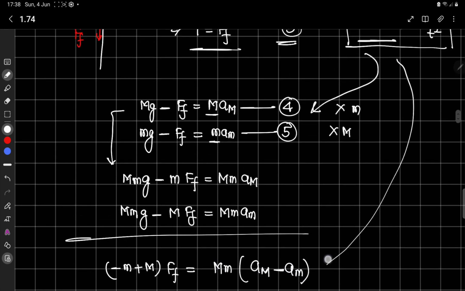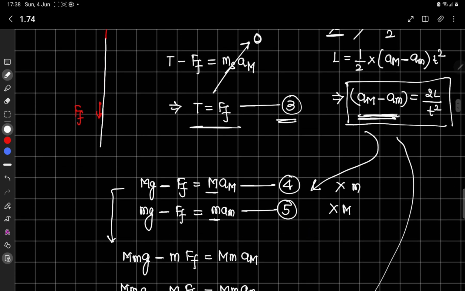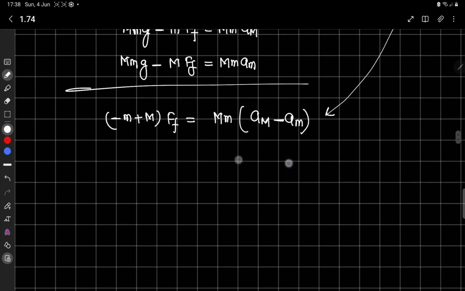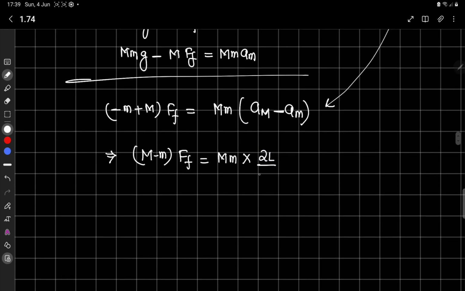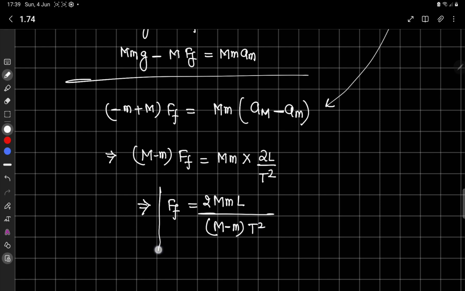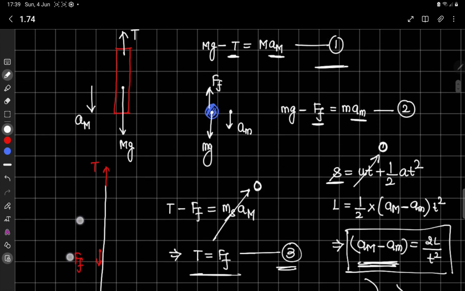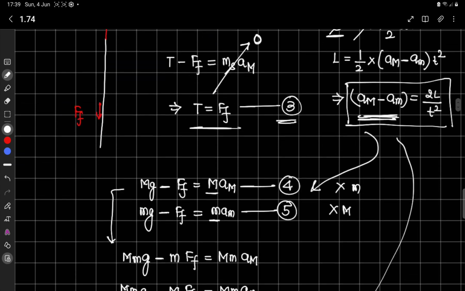And from here we can put in the value of A_M minus a_m, that is 2L upon t square. So we can write capital M minus small m into F is equal to Mm into 2L by t square. From here we can write friction force is equal to capital M small m into 2 times L, whole divided by capital M minus small m into t square. So this is the value of the friction force that we got. I hope the problem is clear. Thank you.